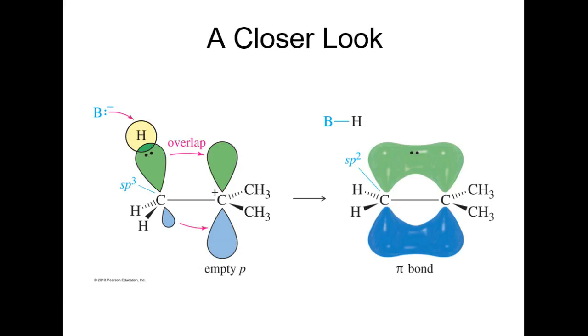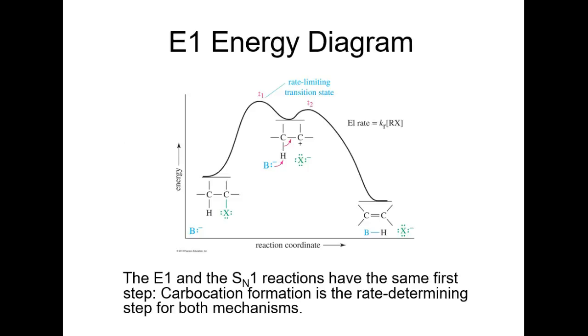Okay, here's kind of a closer look. They just show you the overlapping orbitals. Some people are interested in this. I really don't have a desire to look at it. Energy profile, very similar to SN1. It's a two-step process. Your rate determining step is your first step. You form an intermediate, and then you have the faster step as your second step.